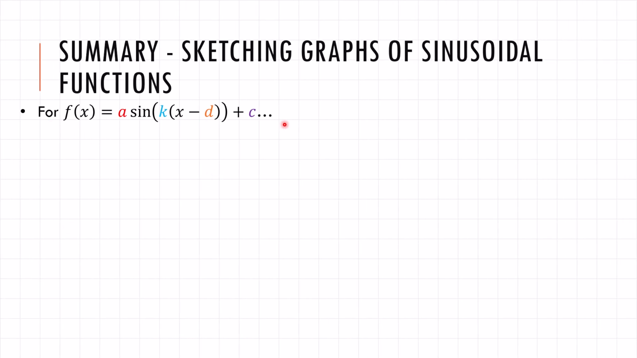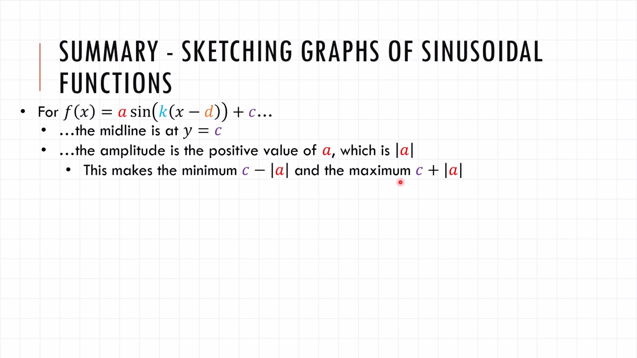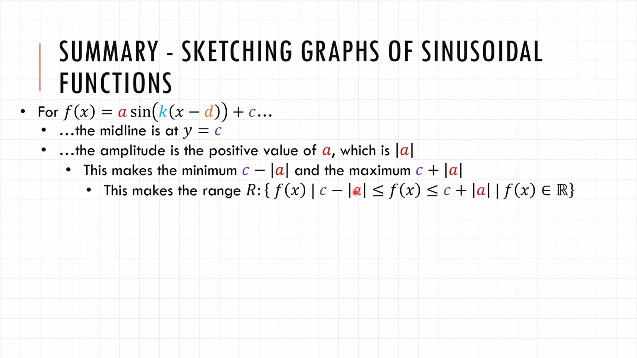That's more or less all there is to sketching graphs of sinusoidal functions. If you have a function that looks like it's in this format, you can start off by knowing that the midline is at y equals c. The amplitude is the absolute value of a. Now we can go down from the midline, going down by the amplitude, or starting with c and subtracting the absolute value of a will tell you the minimum, and going up, or in other words, adding, will tell you the maximum. Now, if you know the minimum and the maximum, that tells you the range.